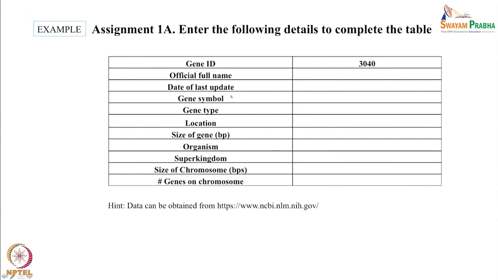What we have is a gene ID 3040. NCBI helped us fill in all these details. The official full name, hemoglobin subunit alpha 2. Date of last update, 24 December 2017. The gene symbol is HBA2. It's a protein coding gene. The location is on chromosome 16 in the P arm at region 13.3.